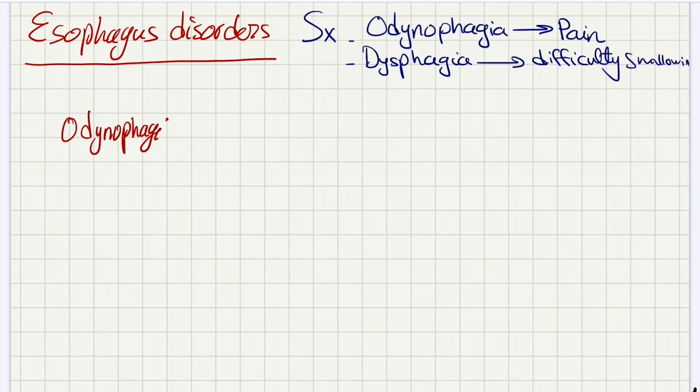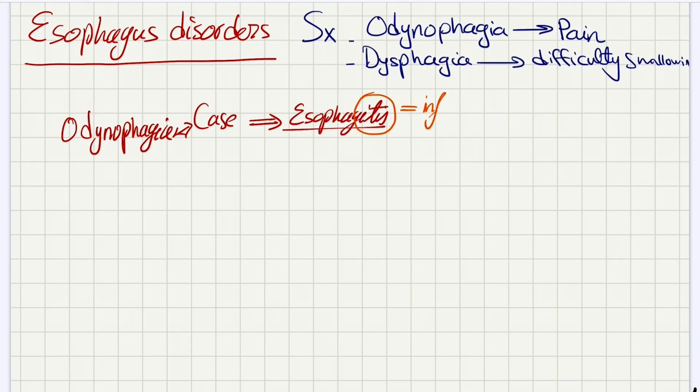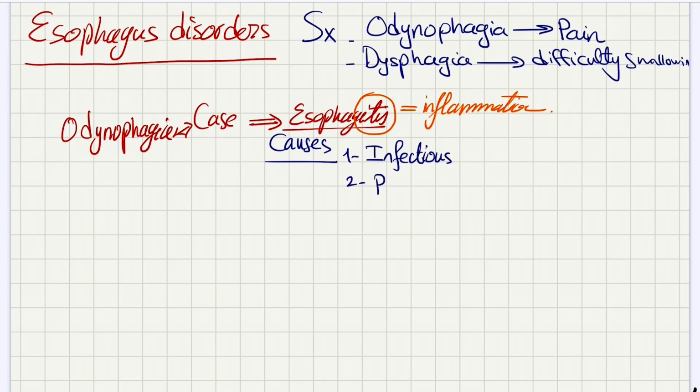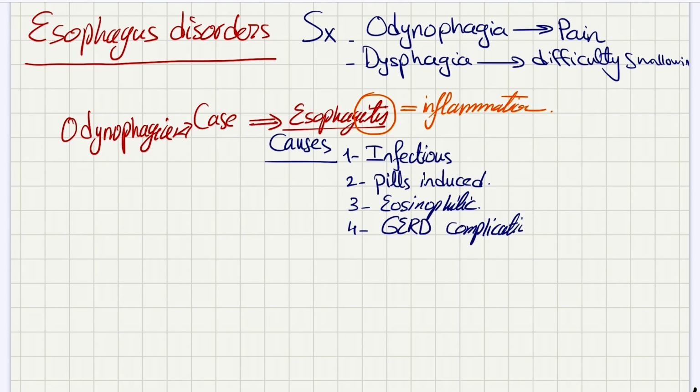Now let's discuss odynophagia. Odynophagia means there is pain. So esophagitis, which means inflammation, because the itis means we have inflammation, usually the main symptom is odynophagia. So we should think of infectious causes. Second, pills-induced esophagitis. Third, eosinophilic esophagitis. And last, we can discuss GERD-related esophagitis. GERD is gastroesophageal reflux disease.